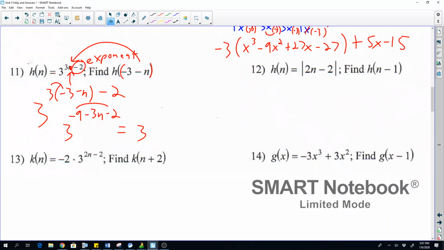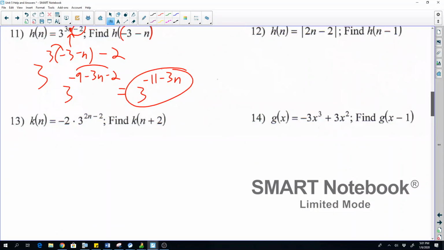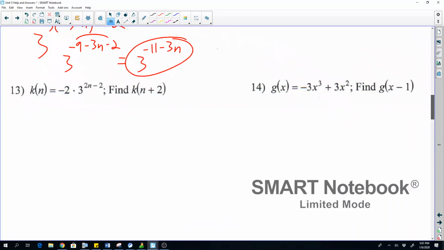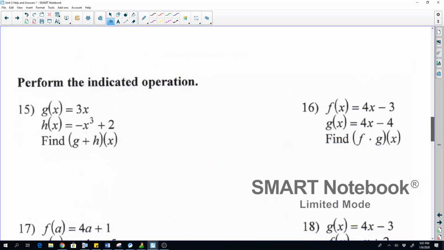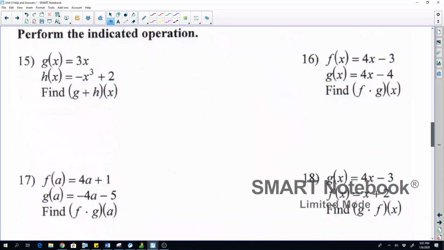So negative 9 minus 2 is negative 11. And then minus the 3n. Nailed it. There we go. So there's number 11. So try number 13 and so forth. And then, let's see here. Ooh, 14 looks fun. Okay, so when you get to 15, we're just going to be combining.